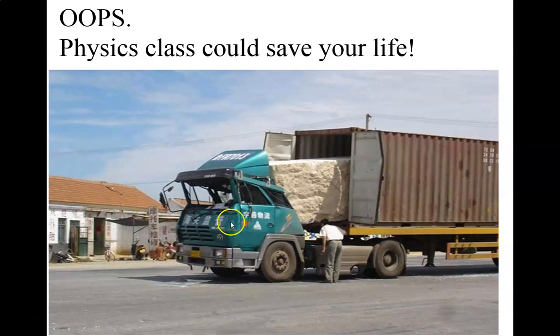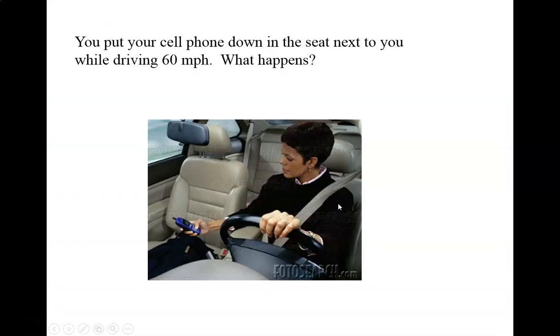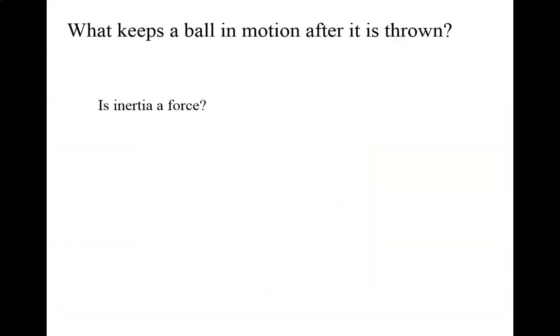So this is a picture of, I don't know if this picture is real or not, but it's kind of cool nonetheless. If it's faked, it's a good fake. So this truck stopped, but this big rock that it had in it kept moving because the rock has inertia and the truck slowed down. Okay, so when you throw a ball, what keeps it in motion after it's thrown, after your hand leaves it and is no longer pushing it, is its inertia.